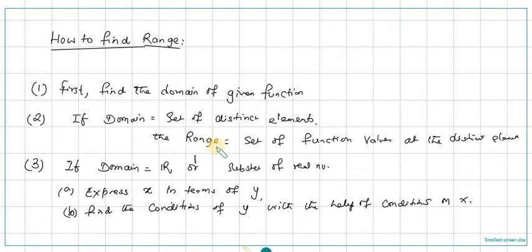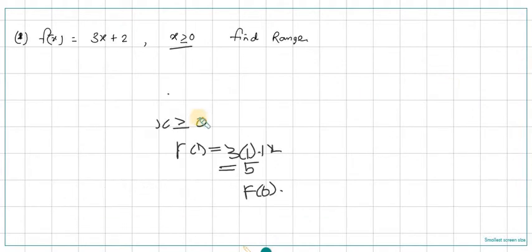Find the range by putting all the values of distinct elements and collecting all this output. So if the domain is not in that way, how do you just put the distinct elements like 1, 2 and 3? It can't be that. Okay, so there is a different way.